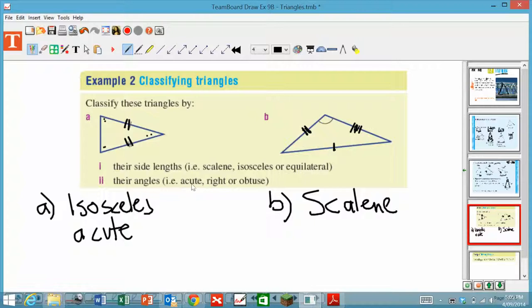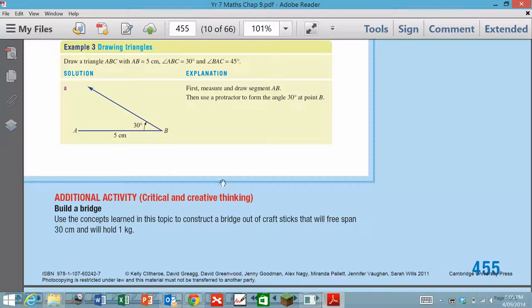And their angles: acute, right or obtuse. Okay, well these guys are going to be acute, but this one is looking to me beyond 90 degrees. Alright, so if I use that arm, 90 degrees is going to come down here, so it's above 90 degrees. So it has got to be an obtuse triangle.